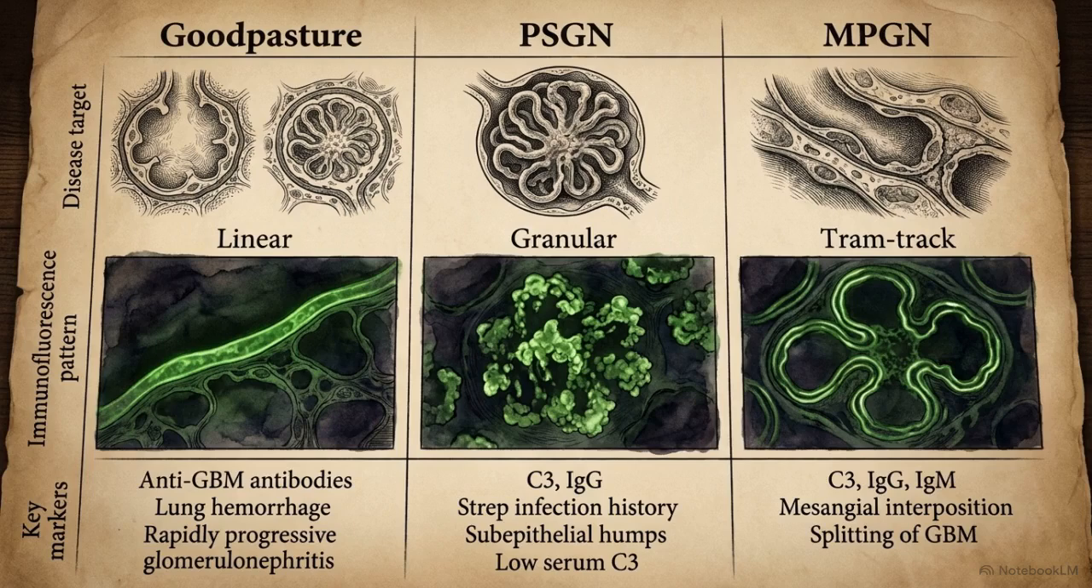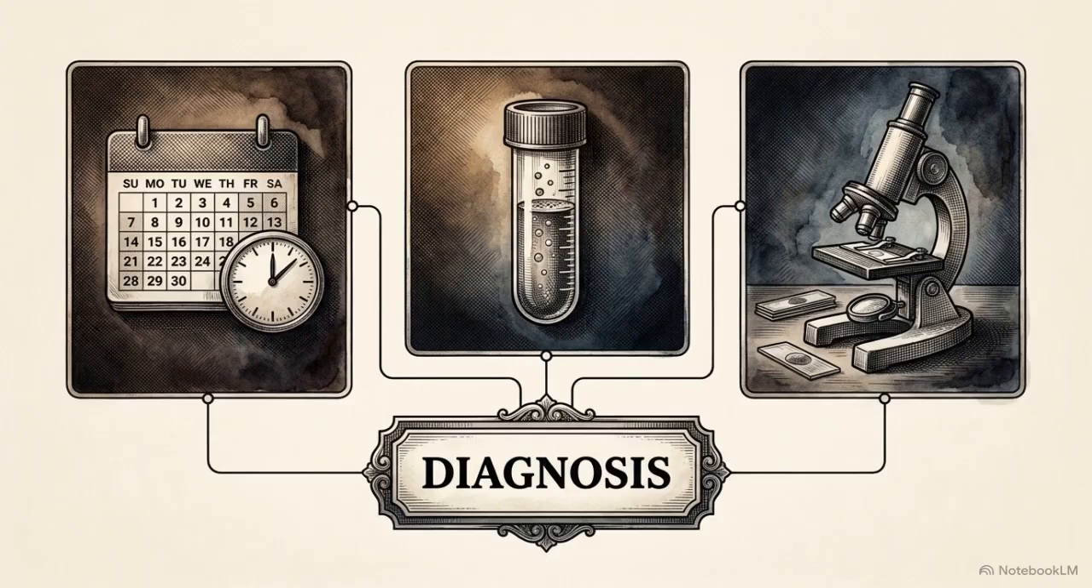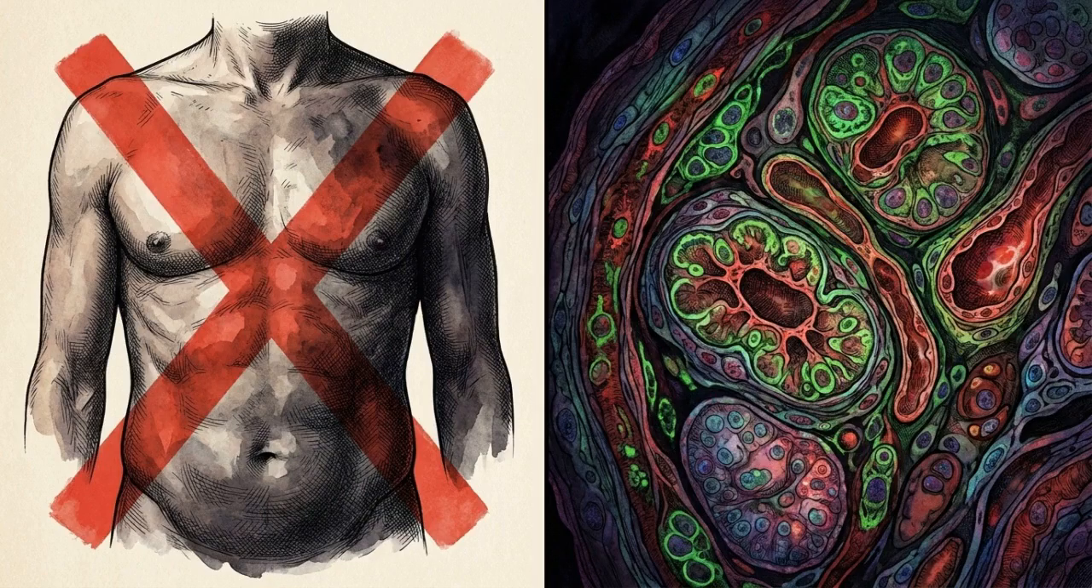This synthesis matrix consolidates the rules we have covered, matching the disease targets with their exact immunofluorescence patterns and key markers. Accurate diagnosis depends on the integration of temporal latency, complement data, and immunofluorescence signatures. Relying on macroscopic symptoms alone will actively mislead the clinical assessment.